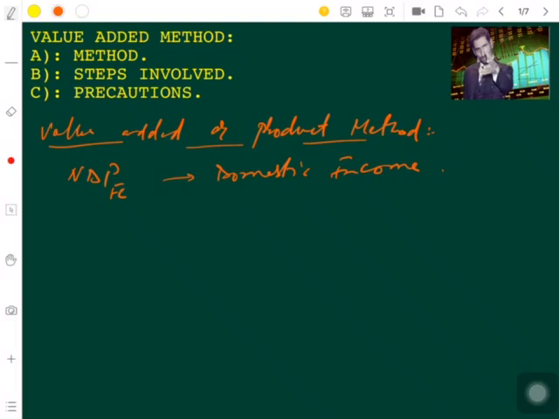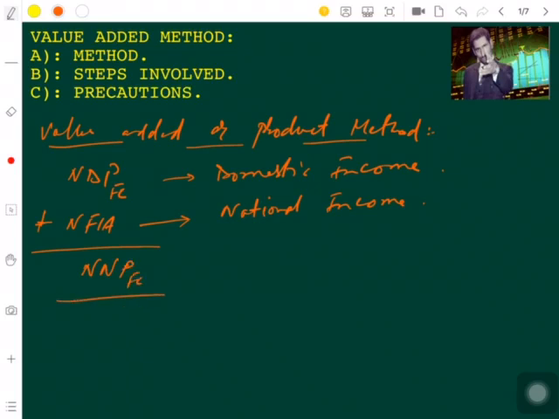When we calculate the domestic income, then we can add it to the net factor income from abroad, which we have already explained under the measurement of aggregates related to national income, and we will reach the national income. But it's not as simple as it seems, because there are many things involved in it. So when we add these two, we will reach NNP at factor cost. This will be our national income.